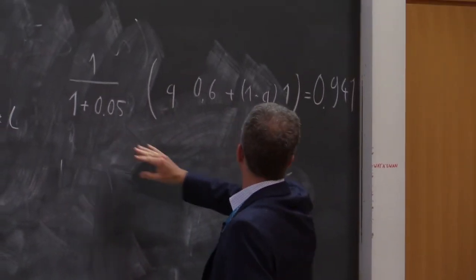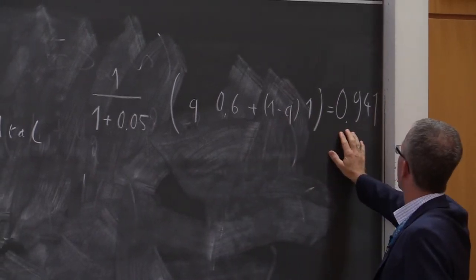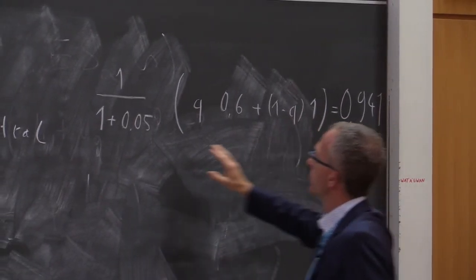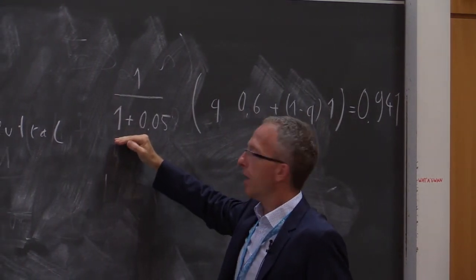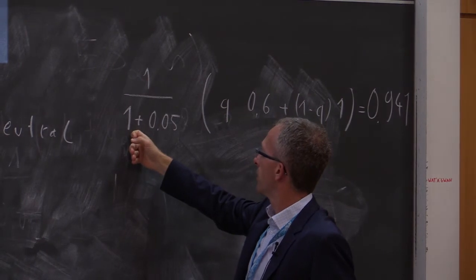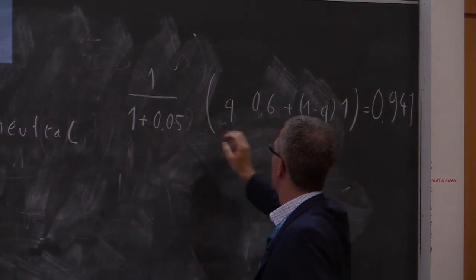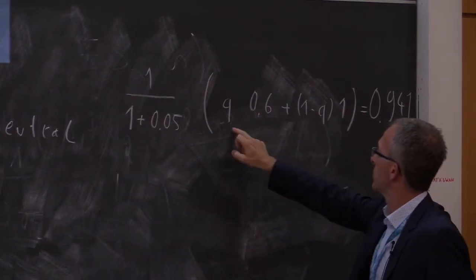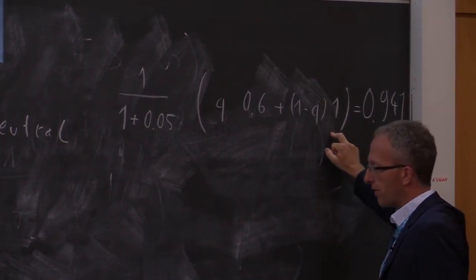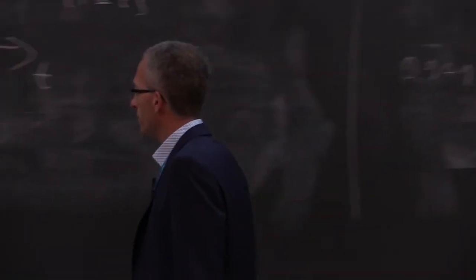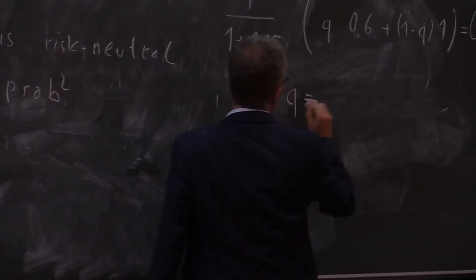This leads us to this equation here. The current price, which is 0.941, should be equal to the discounted value. This is an old example. Interest rate is 5%. So we do discount with 1.05, and we take the expected payoff, which is Q times 0.6 plus (1 minus Q) times 1. And if you solve this equation, this is done in the book, but I think you believe me, then you get a risk-neutral default probability of Q equal to 3%.